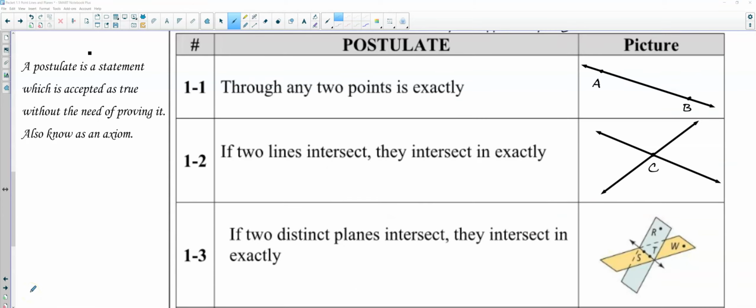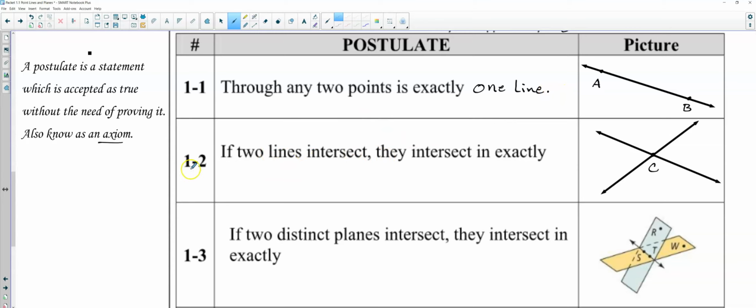Okay, let's discuss the postulates and we're done for the lesson. Okay, a postulate is a statement which is accepted as true without the need of proving it. Also known as an axiom. The first postulate that we're going to study is through any 2 points there is exactly one line. If you have 2 points, the only thing that you could put through there is one line. So that is the first postulate.